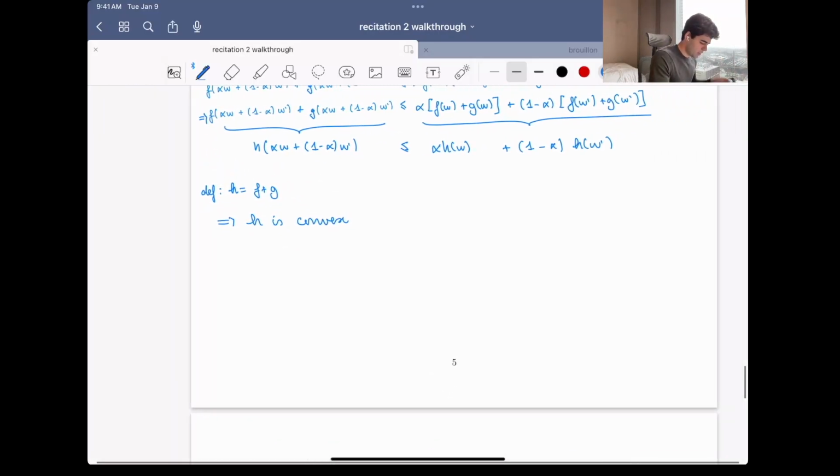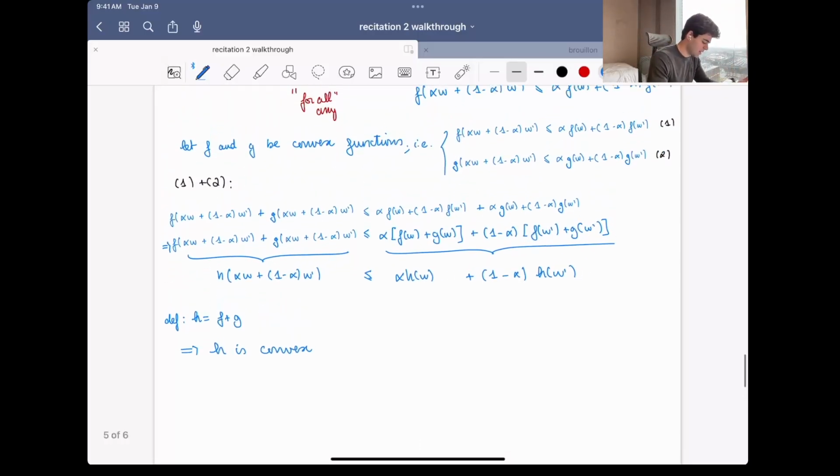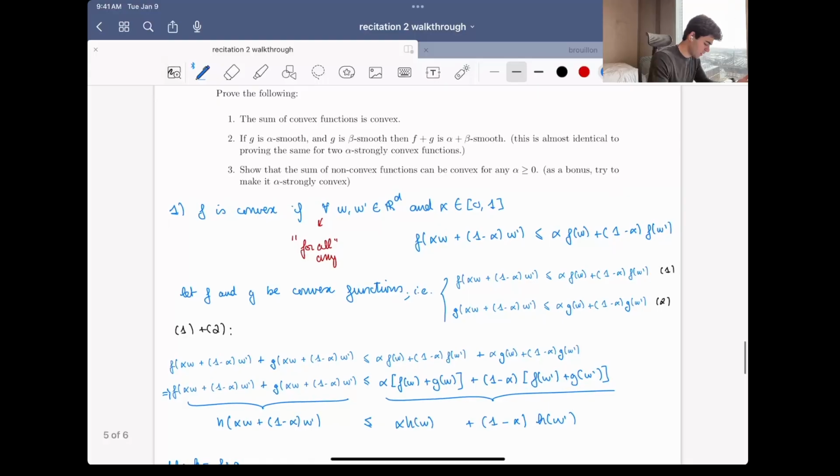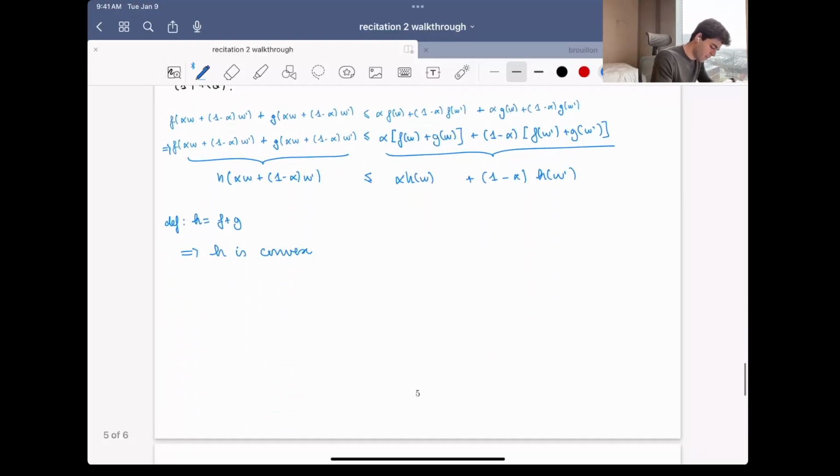So here, you can repeat this for however many sums of functions you want. Therefore, you can prove that the sum of convex functions is convex. And in math, when you want to finish a proof, it's nice to put a square here to indicate that your proof is done. So yeah, that's the proof.